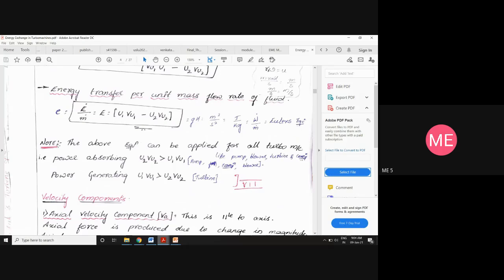Okay, and then here I have written a note. This is important. u2 vu2 is nothing but outlet energy and u1 vu1 is inlet energy. For a turbine, inlet energy should be greater and outlet energy should be less, correct?